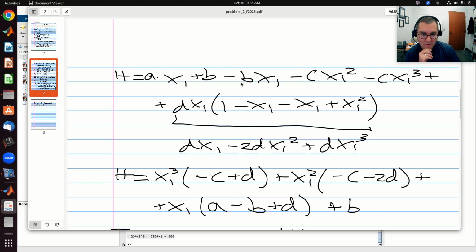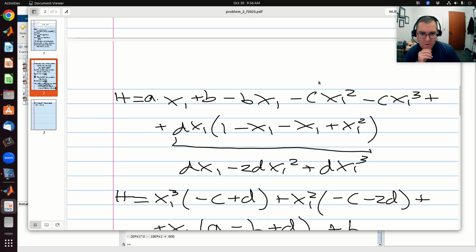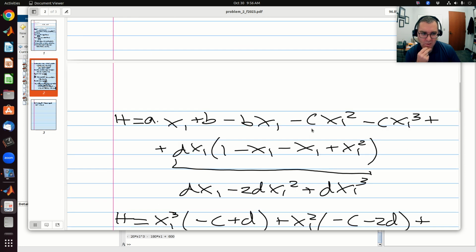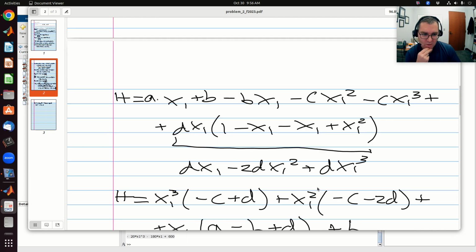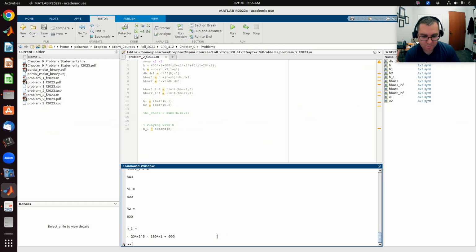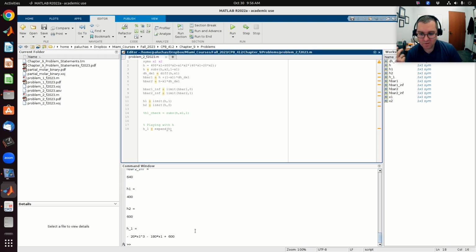When I collected terms in x squared, where could I have messed up the sign? That's minus 2d I had here. The other one comes from the c. Because this is plus c x1 squared minus c x1 cubed, so this should be a plus c x1 squared. So this should be a plus c minus 2d. Hey, we just found a typo. That should be a plus c. My sign was messed up. Cool, right? So I could expand, and I could do the same thing.